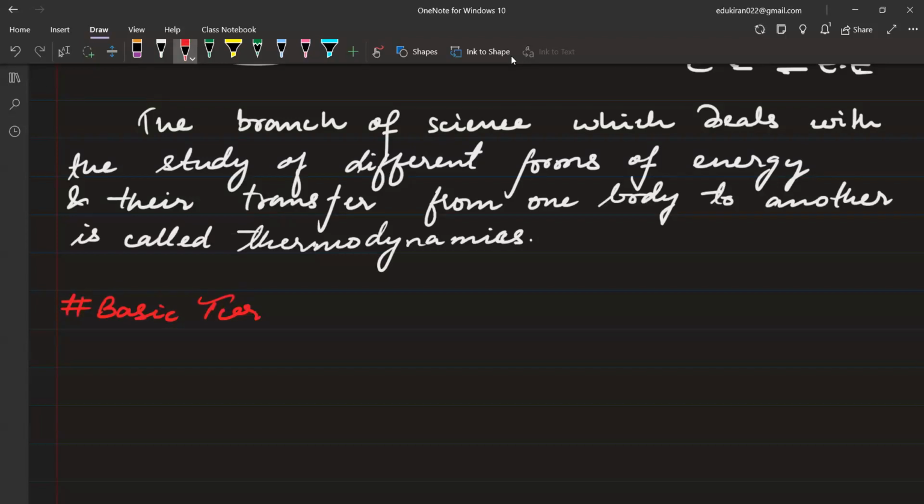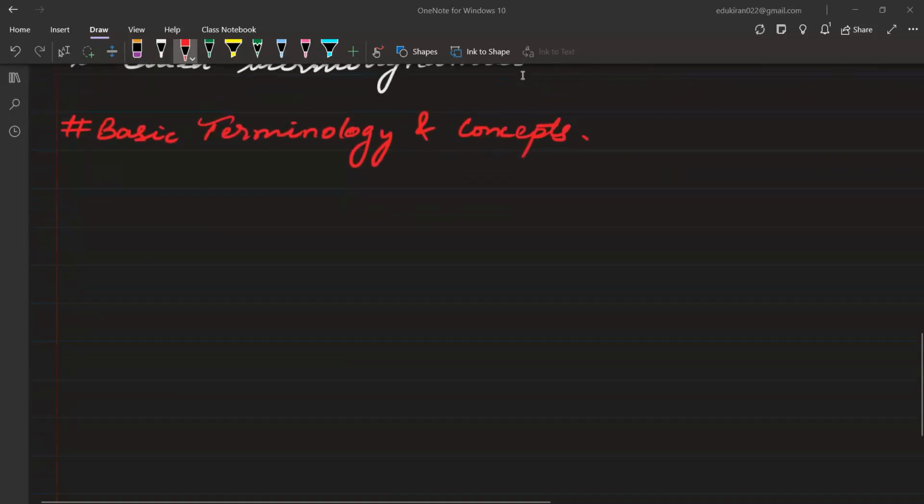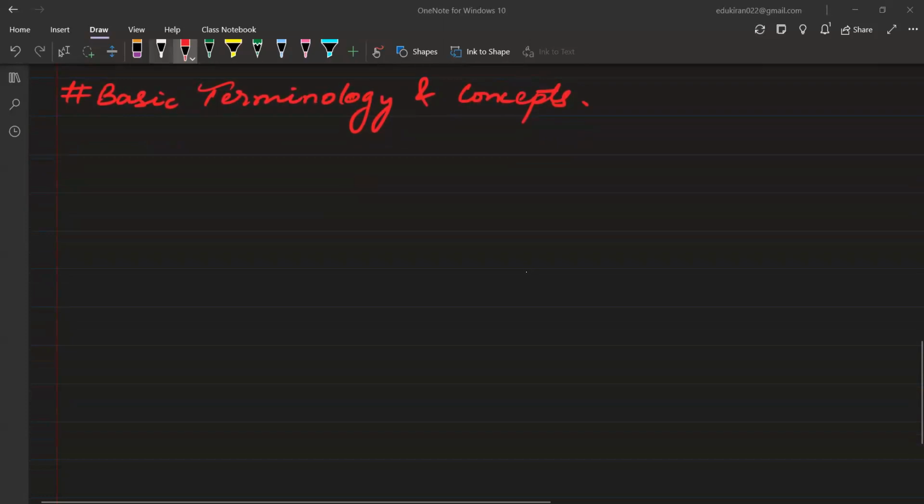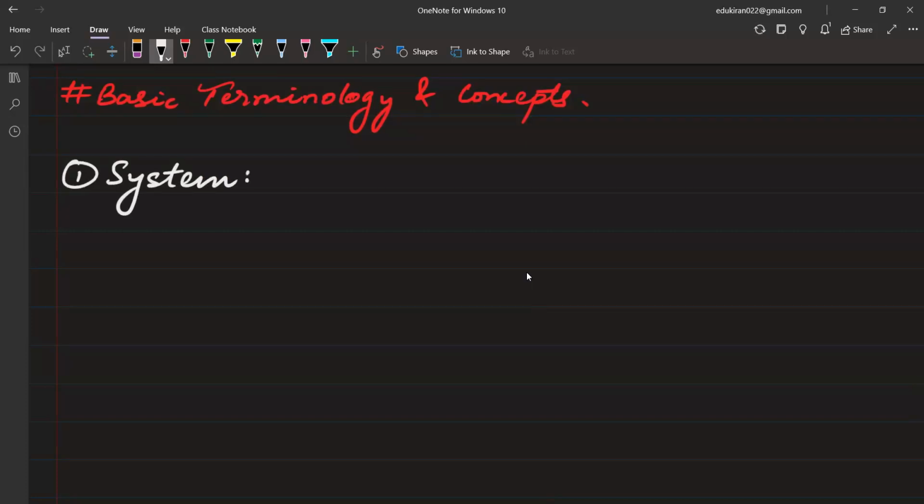After that, write basic terminology and concepts. And the most favorite word of today's time that we are going to define is system. Number 1, system. What is system?